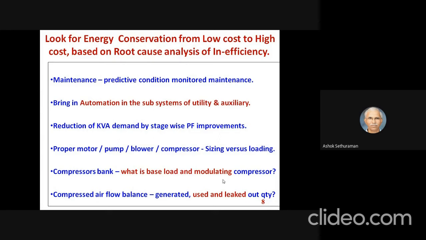And look into the subsystems of any of the production machines, auxiliaries, as well as the utilities, how much automation is done in the industry. I will go in later into how the subsystem automation is helping the energy efficiency of the given utility. Then this reduction of kVA, whether the PF improvement has been done in stages.